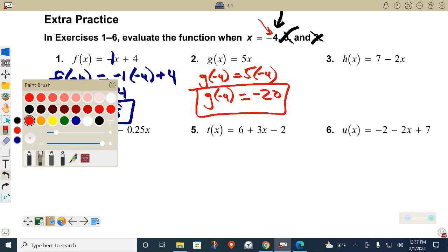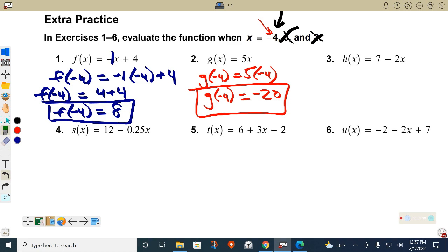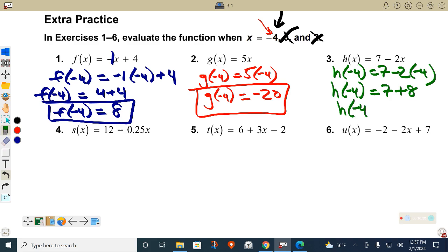How about h of x? I'll go green for that one. The function h of x. h at -4 equals 7 minus 2 times -4. So h at -4 equals 7, let's see, negative 2 times negative 4 is a positive 8 if my coffee has kicked in. Right, Cruz? So the function h at negative 4 is going to be 15. Nice.